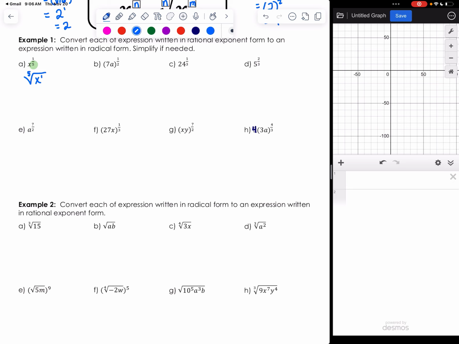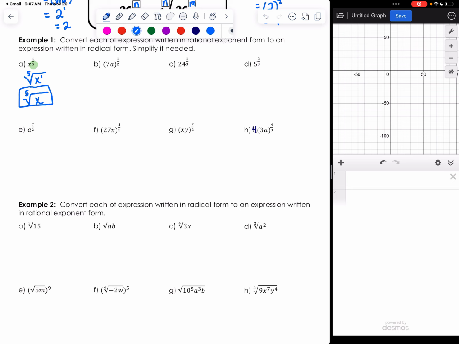Now, when we have a power of 1, we don't usually write it. So for your final answer, I'd like you to just rewrite this as the 5th root of x. We cannot simplify this any further because there's just one x as our radicand. So x to the 1/5 power is the same thing as the 5th root of x.